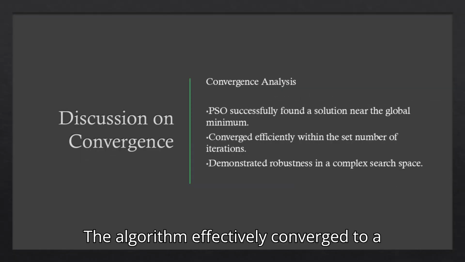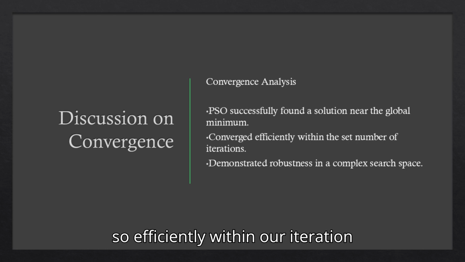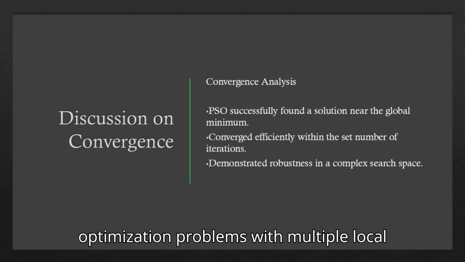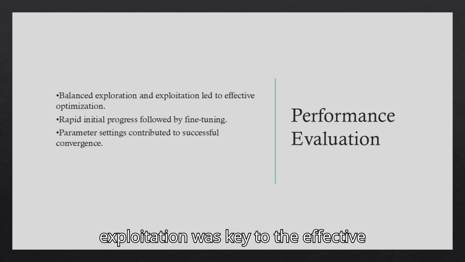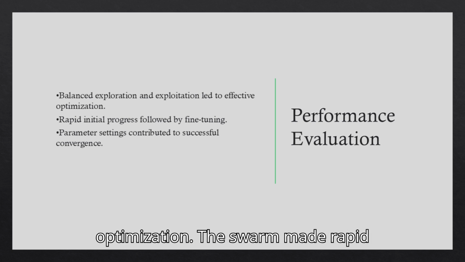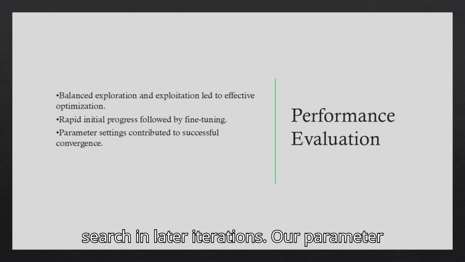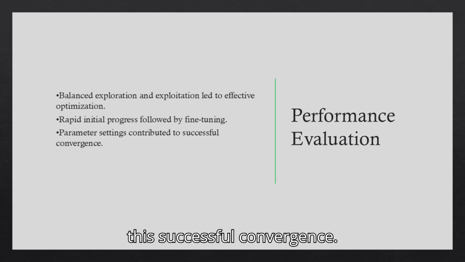The algorithm effectively converged to a solution near the global minimum, doing so efficiently within our iteration limit. This demonstrates PSO's robustness in handling complex optimization problems with multiple local minima. The balance between exploration and exploitation was key to the effective optimization. The swarm made rapid initial progress, then fine-tuned its search in later iterations. Our parameter settings played a significant role in this successful convergence.